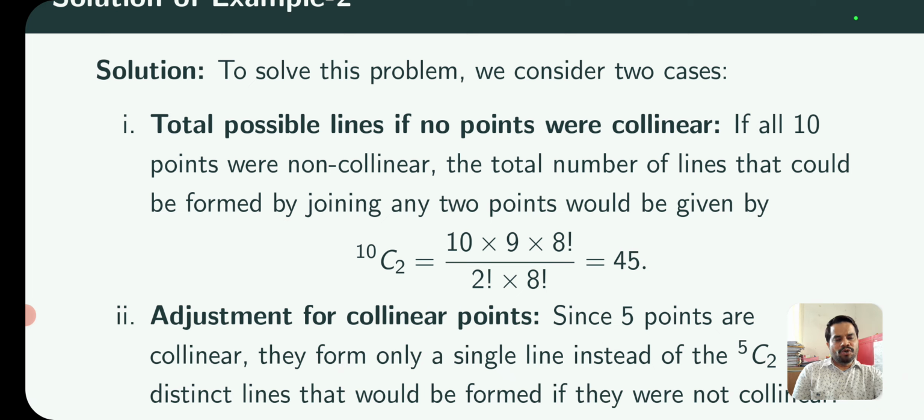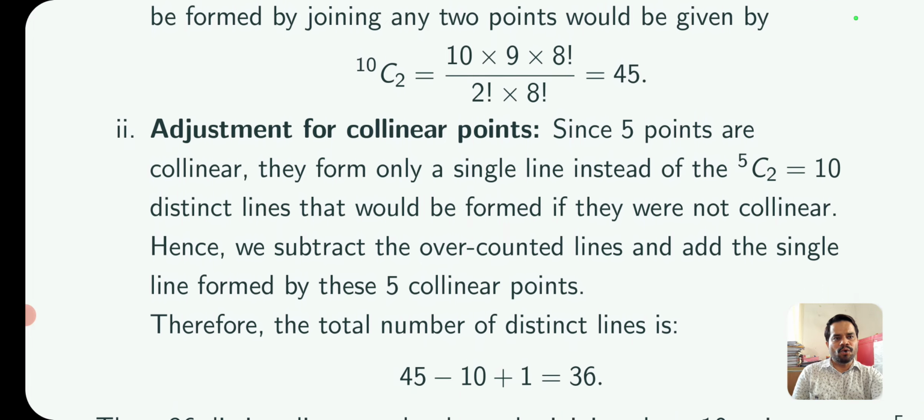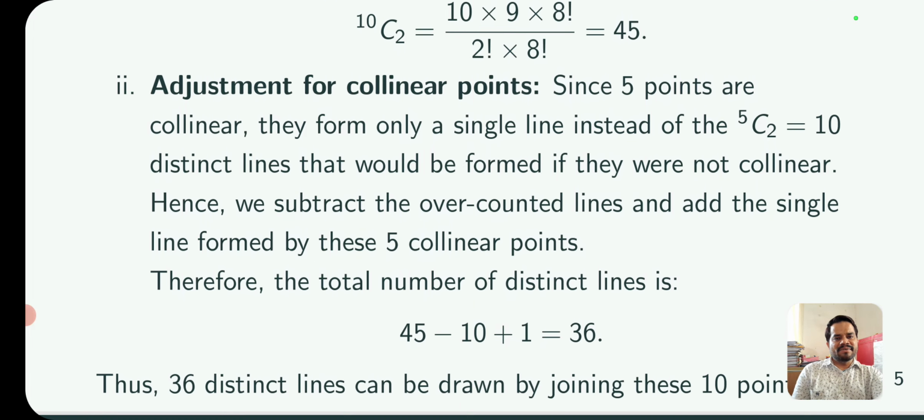And also, minimum 2 points are required to form a line, and that's why these 5 points are collinear. It means that you can select 2 points from these 5 points, so 5C2 ways, which equals 10 distinct lines that would be formed if they were not collinear. So hence we can subtract the overcounted lines and add a single line for these 5 collinear points.